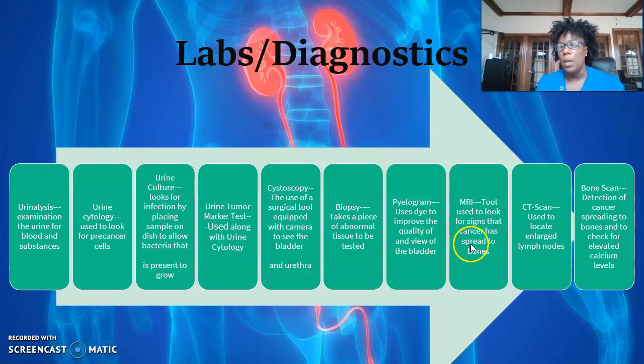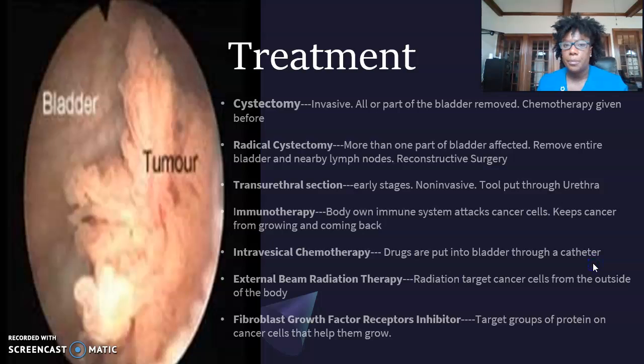MRI is a tool to look for signs that cancer has spread to the bones. Then we have a bone scan, which detects if cancer has spread to the bones and check for elevated calcium levels. Then we have some treatments.